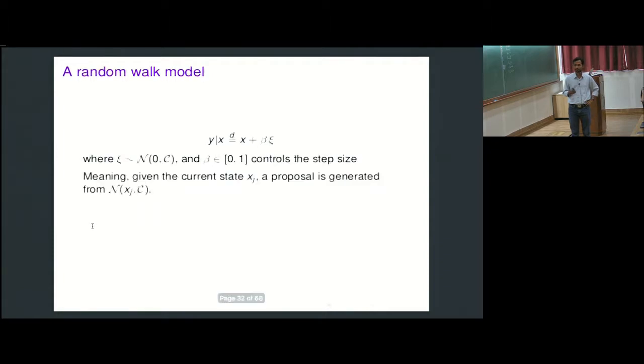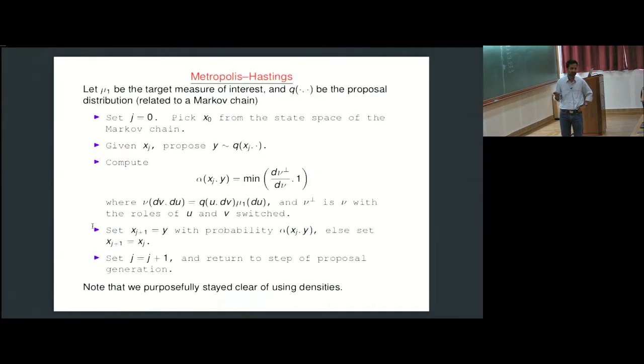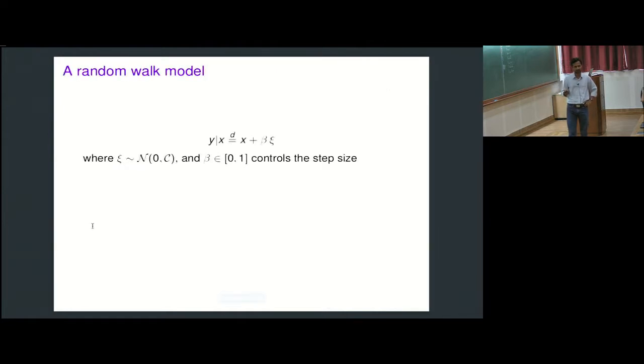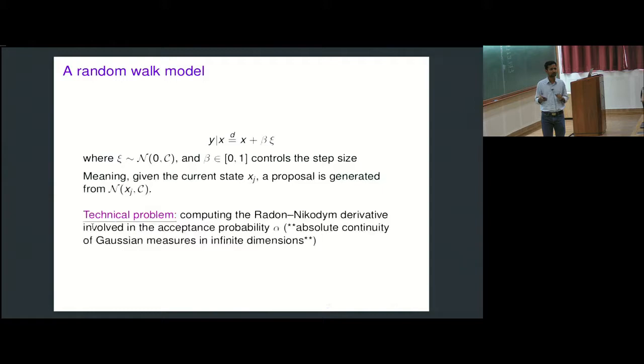There is a problem now. The problem is that in the Metropolis-Hastings acceptance rejection step, we were computing this Radon-Nikodym derivative. For Gaussian measures, there are some things which are well known, and we are in the Gaussian setup. Gaussian measures have this property of being either orthogonal or absolutely continuous. Two Gaussian measures in infinite dimensions are either absolutely continuous or orthogonal. In this case, it so happens that this is going to be orthogonal.